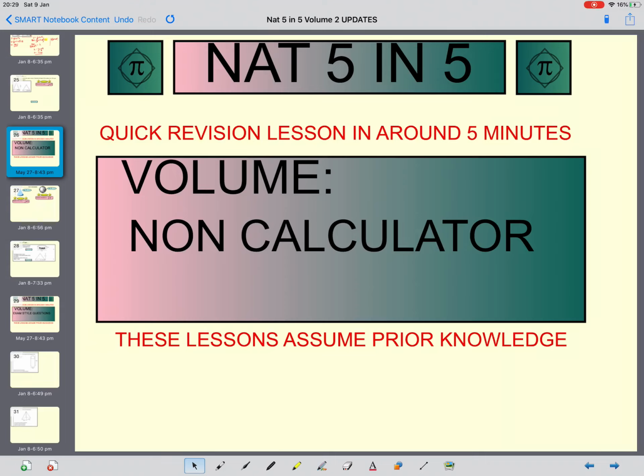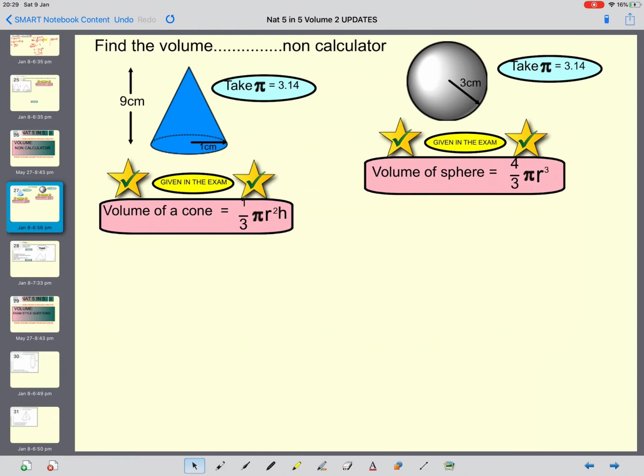We're going to do more volume questions today, and we're going to do non-calculator ones. So these often appear in paper 1, the non-calculator section. Right, so find the volume. We've got a cone here and we've got a sphere. Again, you're given these two formulas in the exam. You're going to have to substitute everything in and you're not allowed to use a calculator. So let's look at the first one.